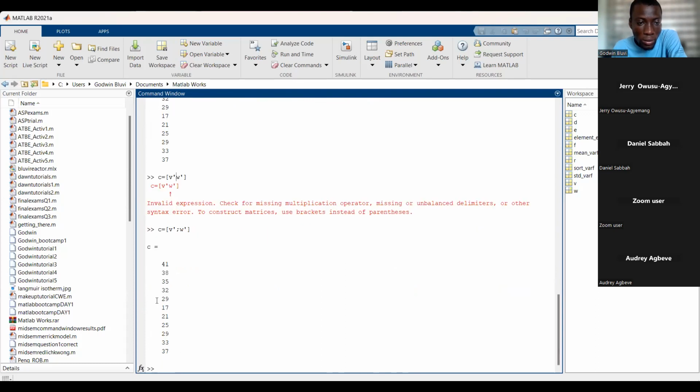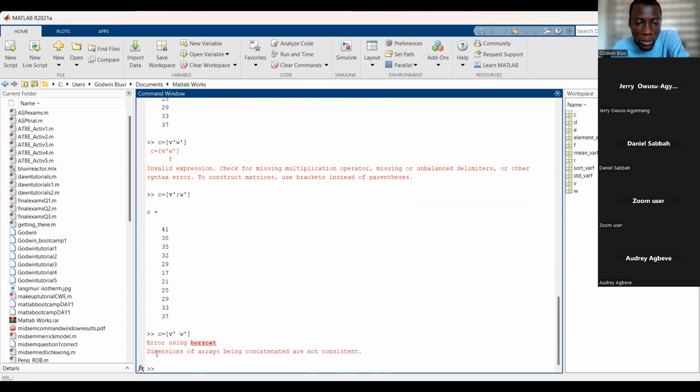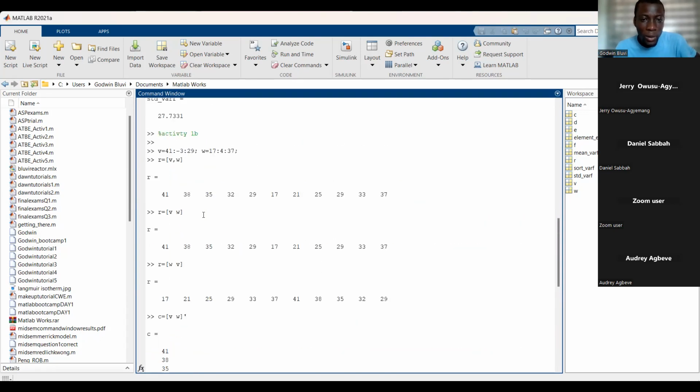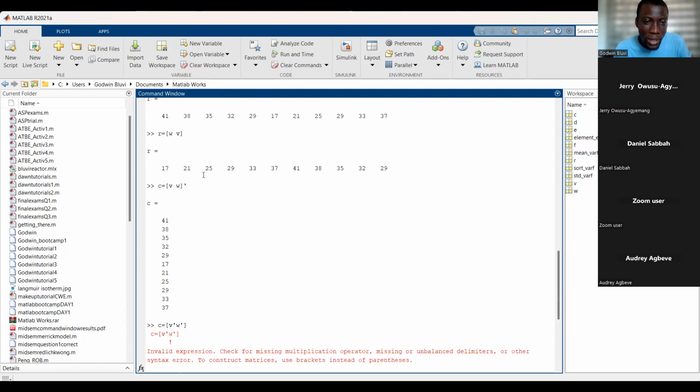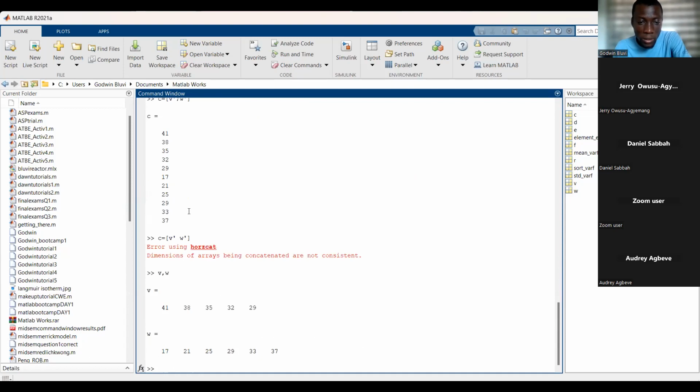Let me try that. The one in red. Bracket. Yes, MATLAB automatically. Okay, so dimensions of array are not consistent. Hold on, let me generate results for V, comma W. Okay, they are not consistent. In case they were consistent, then that would have worked out, but they're not consistent. All right.